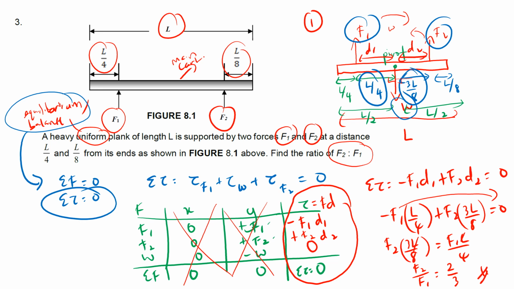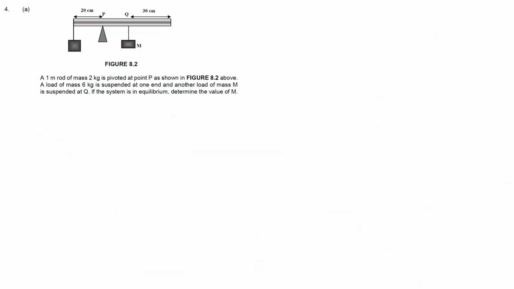Alright, question number 4. A 1 meter rod of mass 2 kg. So this is the length, 1 meter rod, 2 kg, pivoted at P. They already mentioned the word pivot. So if they mention pivot, you cannot choose another place. You have to follow. This is your pivot. So it means any force acting along this line will have 0 torque. Torque, not force. Any torque along this line will be 0.